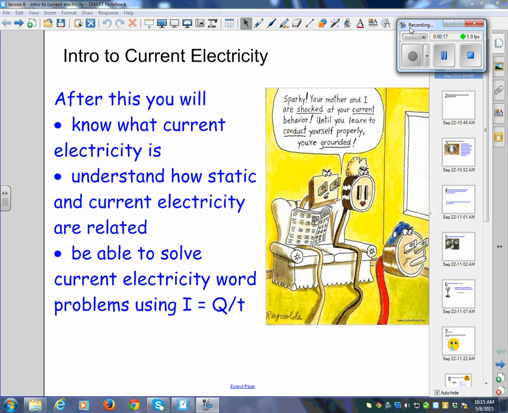Okay? So, today we're going to talk about what current electricity is. We're going to understand how static and current are related, and you're going to be able to solve current electricity word problems using this formula, I equals Q over T.